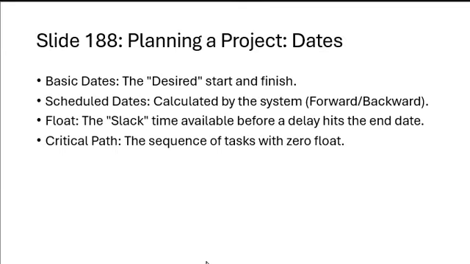Planning the project with dates. So basic dates represent desired start and finish times. Scheduled dates are calculated by the system forward or backward. Float represents slack time before a delay affects completion. The critical path is determined by zero float available. Scheduling will ensure realistic timelines for project activities. Floats provide flexibility for non-critical project tasks.